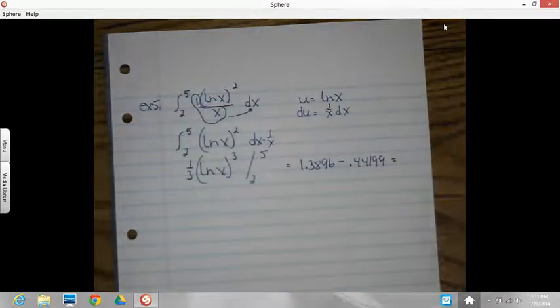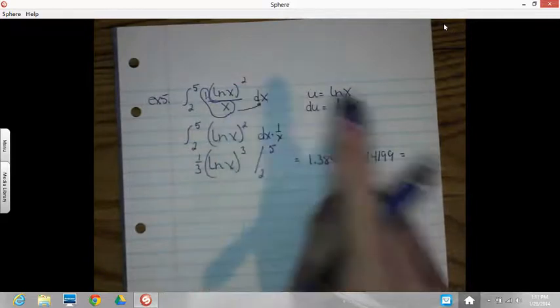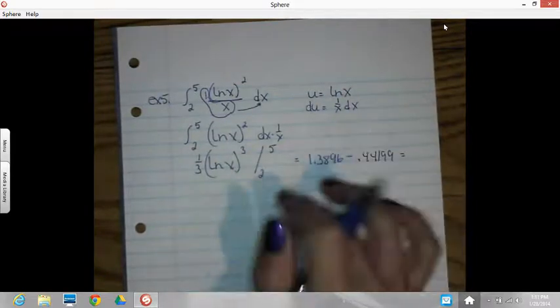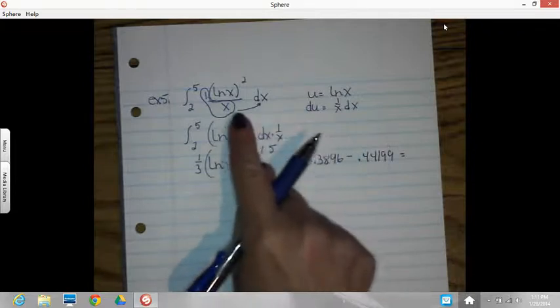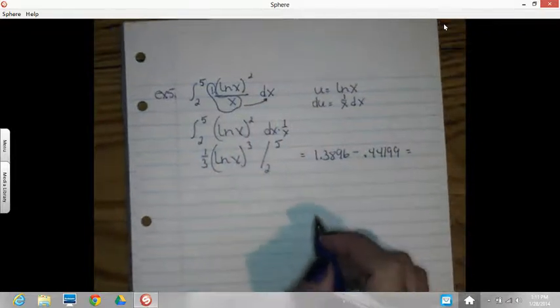Okay, so this last one was kind of a trick one. They're not all going to be 1 over u today, so don't forget about your power rule. If 1 over u didn't work, then you've got to try your power rule. All right, last one.